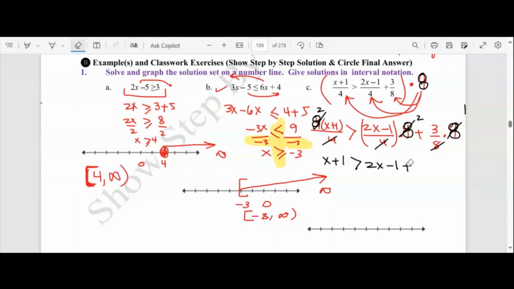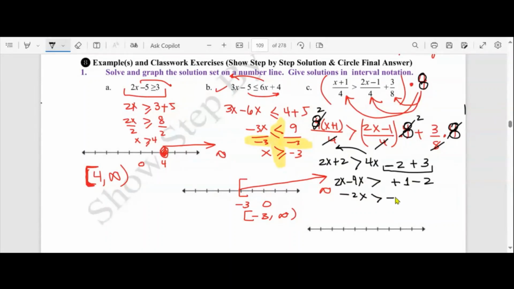Is this clear? So now we're going to multiply the 2 inside. Yalla, multiply the 2 inside. What do you get? 2x plus 2. And here? 4x minus 2. Here? Plus 3. Now combine like terms. What do you get? 1. Minus 1. And move the 2 to the other side. And what do you have with the x? Move it, right? So you get what? Negative 2x? Greater than what?